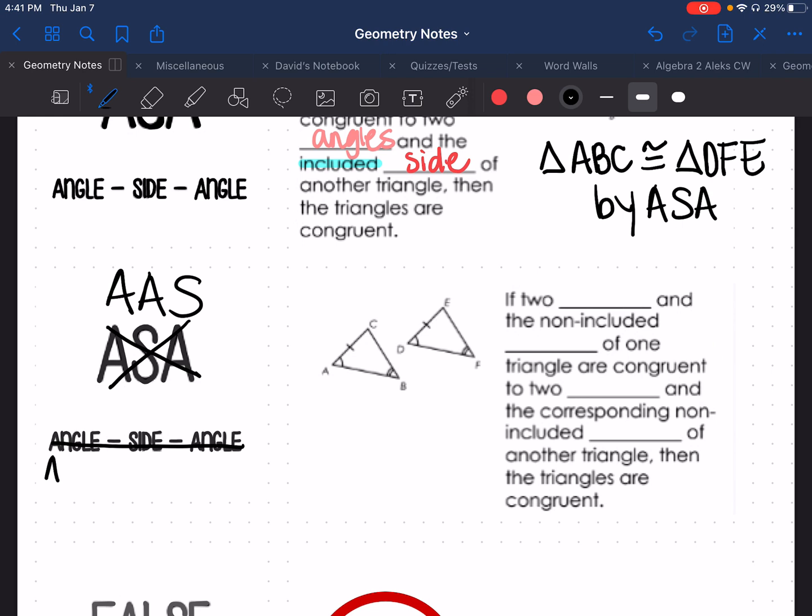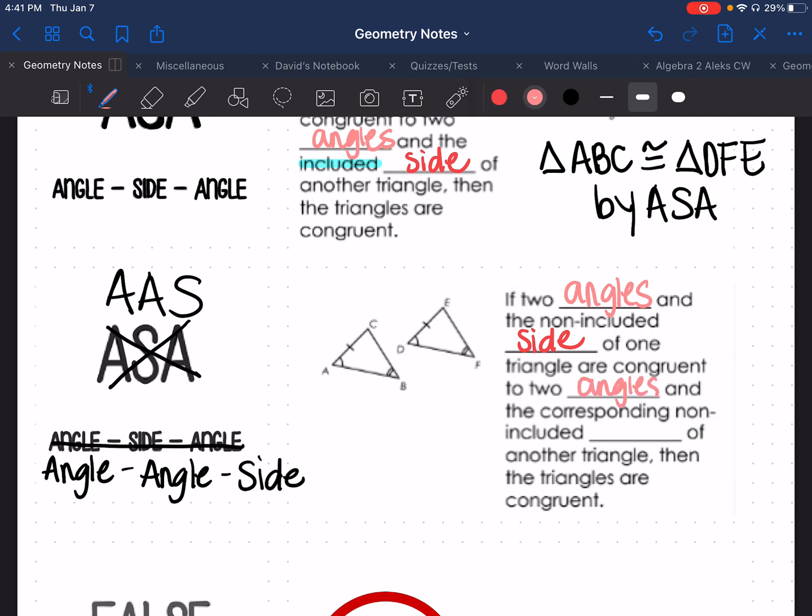So it's angle, angle, side. There we go. Angle, angle, side is our last one. And it says, excuse me, if I have two angles and a non-included side of one triangle are congruent to two angles and the corresponding non-included side in another triangle, then my two triangles are congruent.